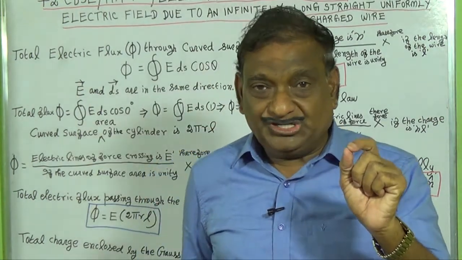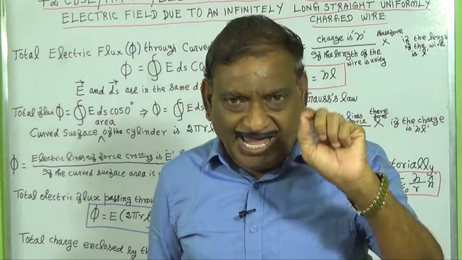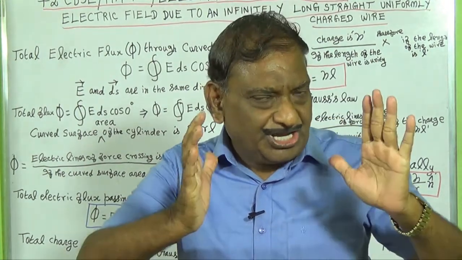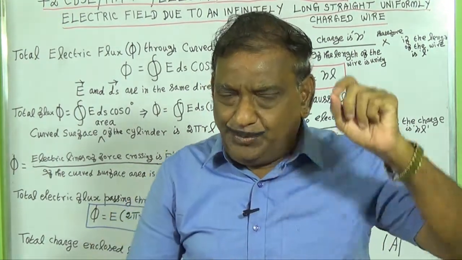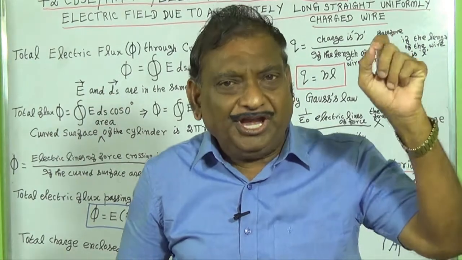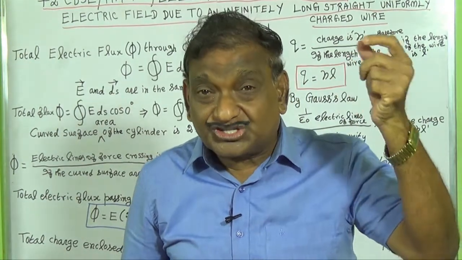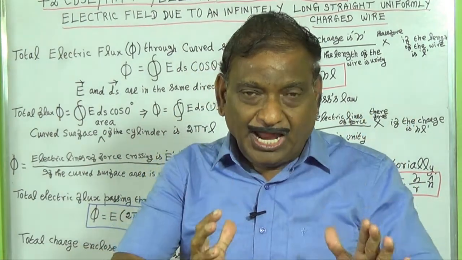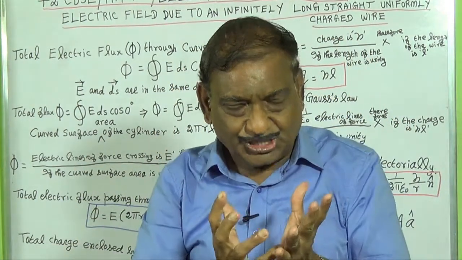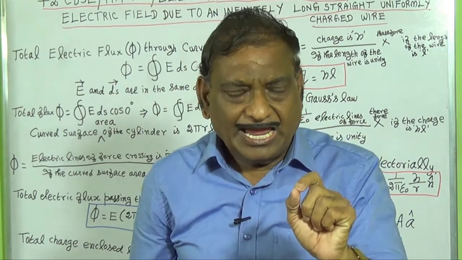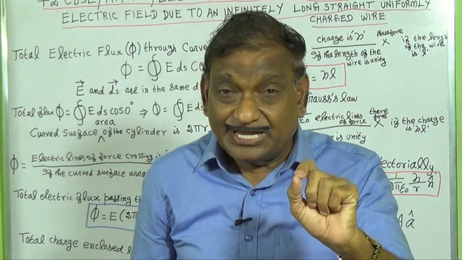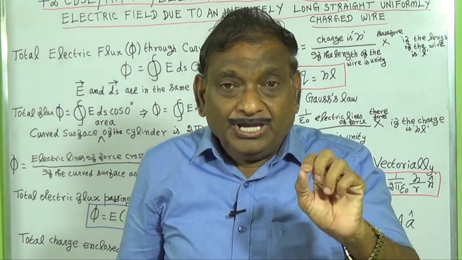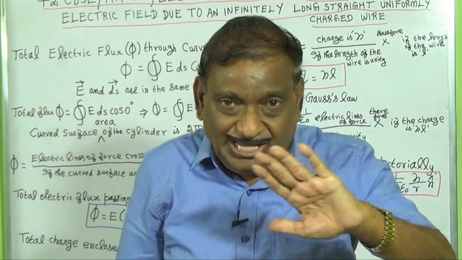When the points P, P dash, P double dash are taken on this circle, these 3 points are located at equal distances, so that the electric field at these 3 points P, P dash and P double dash will be equal. The charge Q is not taken directly.